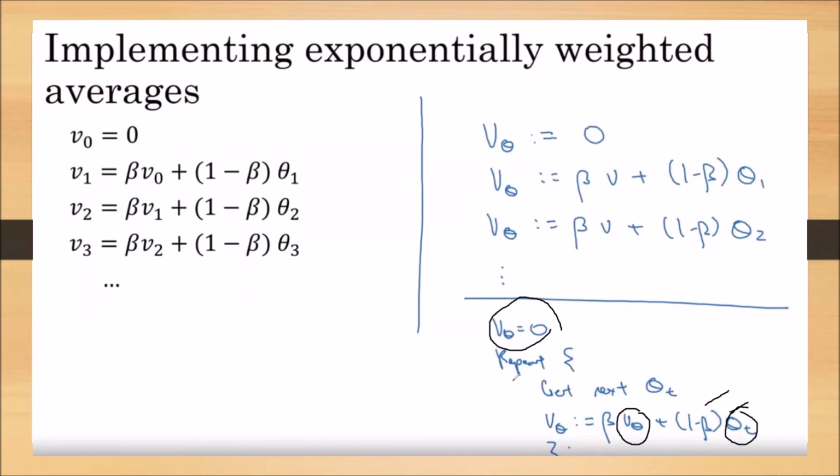So there are two advantages. The first is that storage is very little, and the second is that our programming became very simple with the implementation of exponentially weighted averages.